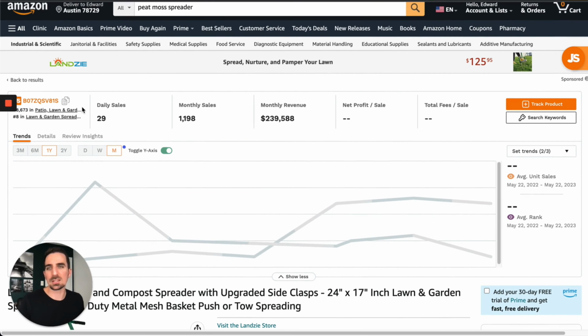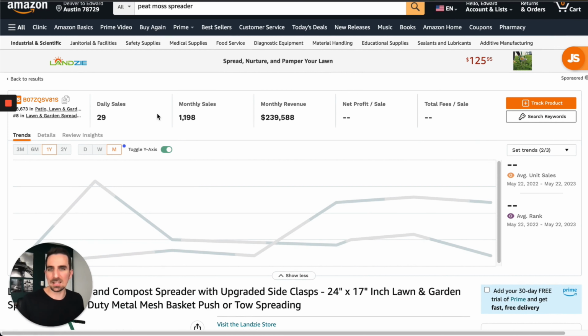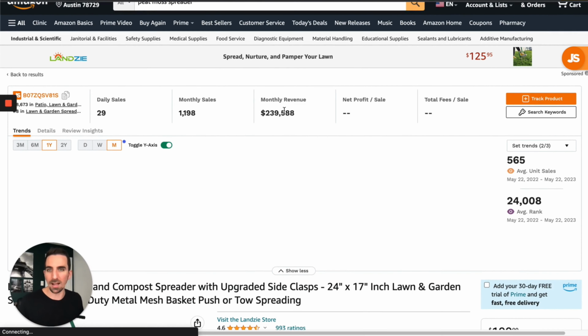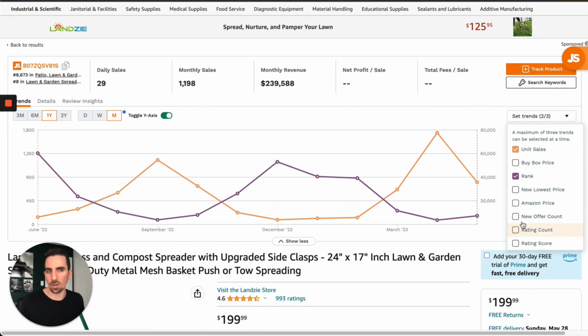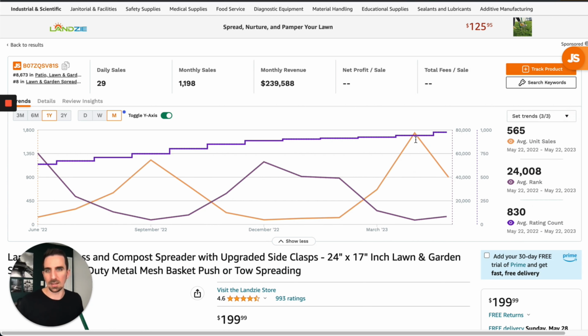So as we can see here, we've got those daily sales and monthly sales numbers, the revenue, all of that kind of thing. But then over on the right hand side is where I can choose those metrics that I want to track in the chart. So by default, I've got the unit sales and the rank, but if I wanted to, I could also look at how many reviews they've gotten over time, and then it'll add that line. So that's this step-shaped line over here. Pretty handy for getting an at-a-glance view of how strong the sales history of a given product is on Amazon.